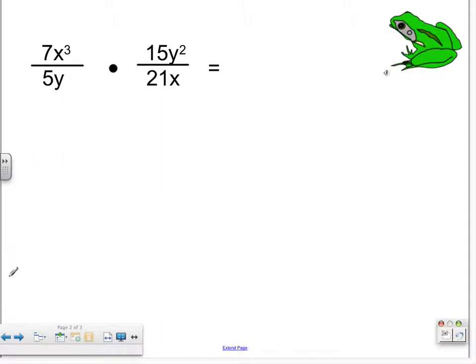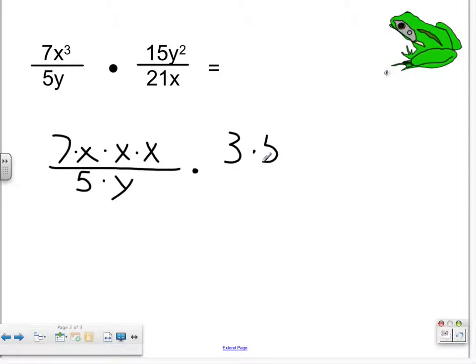So 7's a prime number and 5's a prime number. So I'm going to think about 7x to the third as 7 times x times x times x over 5 times y. I'm going to think of 15 in its prime factorized form as 3 times 5 times y over 3 times 7 times x. Okay, now the fun begins.